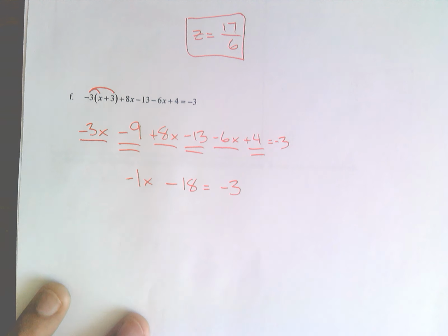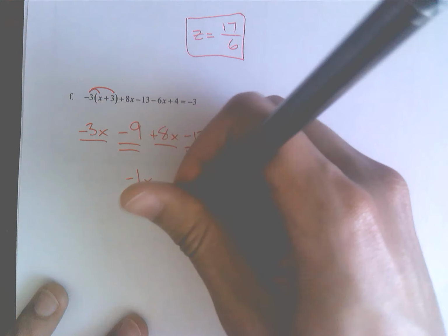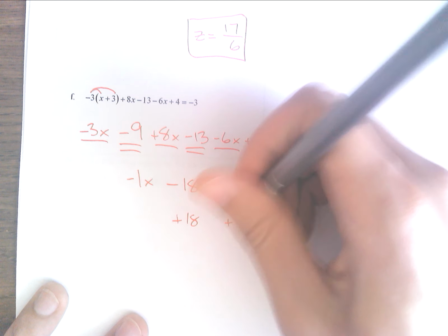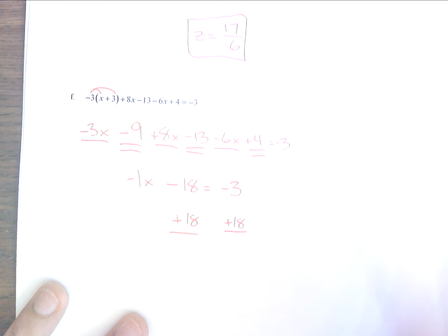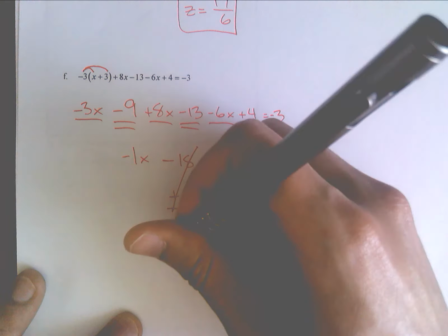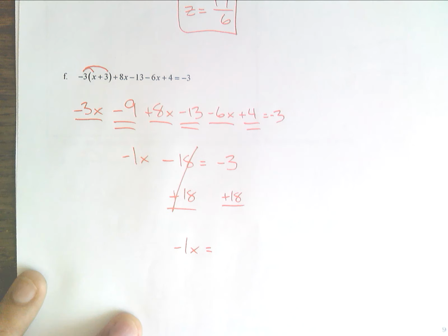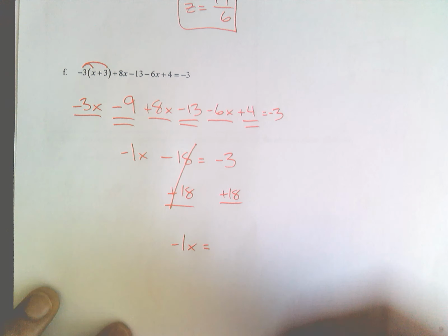Now, we get rid of that minus 18 by adding 18. So minus 18 and plus 18 cancel. All that's left on the left-hand side is a negative 1x. And then we've got negative 3 plus 18. You can plug that in your calculator. We get 15.